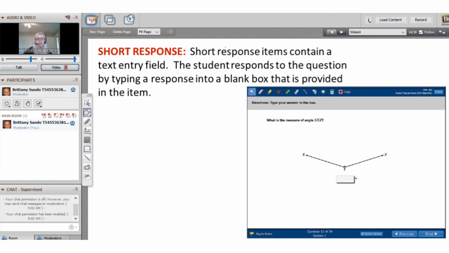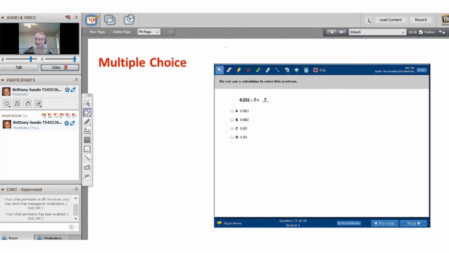Short response is where you will be provided a text entry field. Okay, so this one shows an example of what is the measure of this angle, and then you'll be required to type the number right into the box, just like that. Okay, and then the standard multiple choice, you just select one correct answer. So that's pretty straightforward.